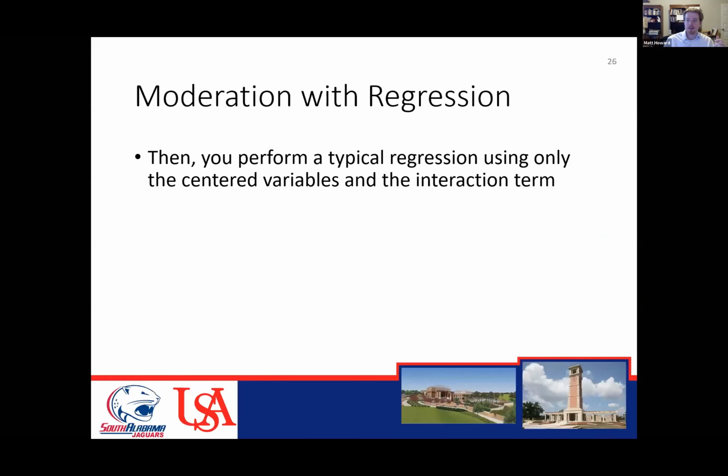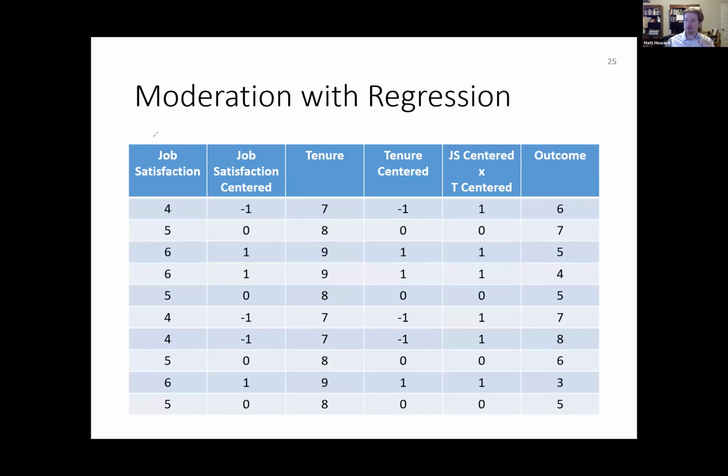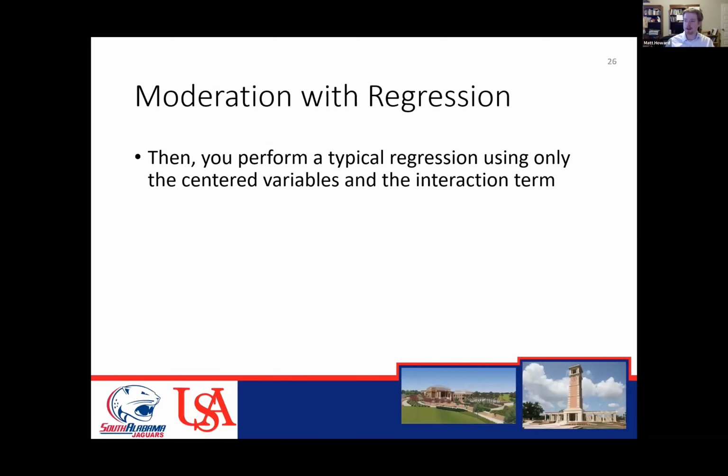Okay. So with that noted, you then perform a typical regression using only the centered variables and the interaction term. Therefore, going back one slide, when we run our regression, we do not want to include our original variables in the regression. Instead, we want to have our centered variables and the interaction term predicting our outcome. Make sure you do not include those original variables.